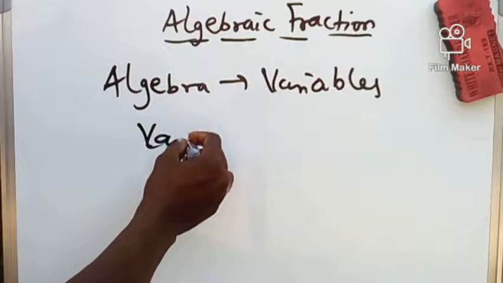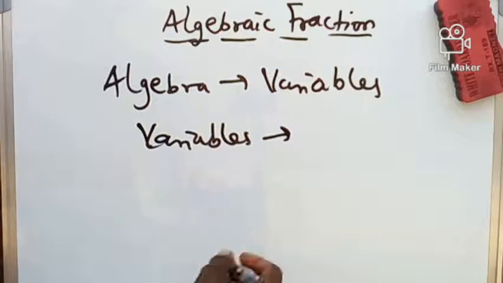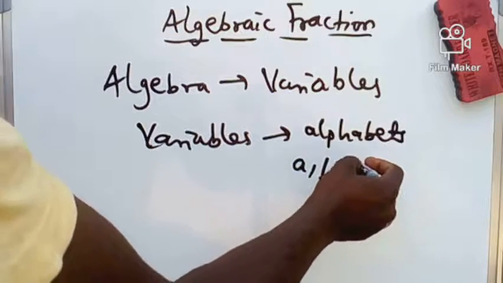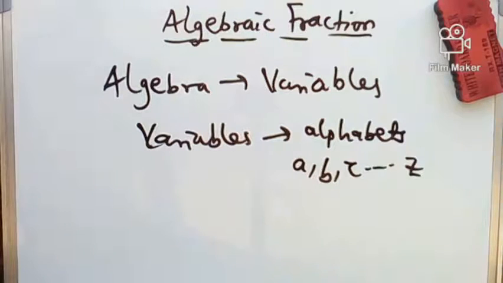What are variables? Variables are simply alphabets. Your A, B, C, D to Z are what we refer to as variables in mathematics. Anytime you come across A, B, C, or D, or any letter being used in a mathematical expression, then we call those letters variables. And it is the branch of mathematics called algebra that allows the use of such alphabets in mathematical expressions. So having understood what algebra is, we can go ahead with the definition of algebraic fraction.